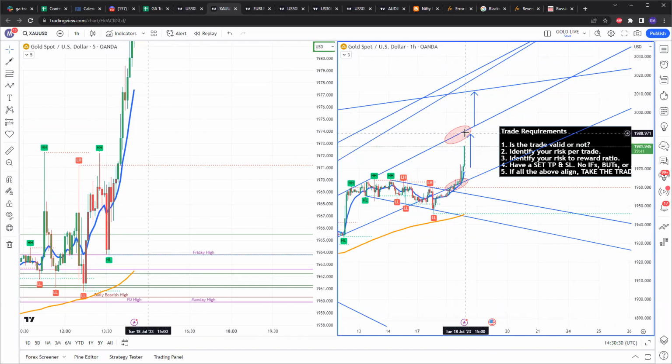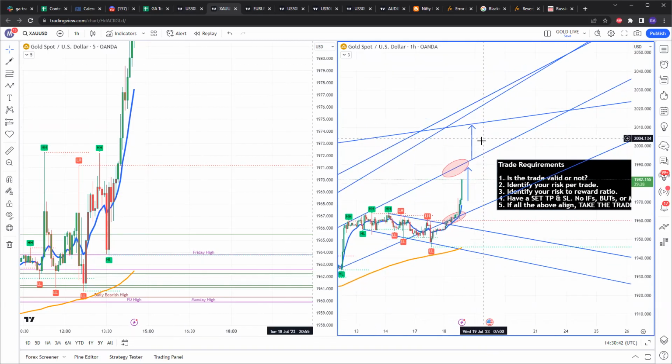Buys until here. Then I observe the price action on this trend line around 1991. If I get a sell entry, I go ahead and enter it. If I do not, and I get a buy entry, guess what I'll do? I'll keep buying gold until 2013. Same thing, right?